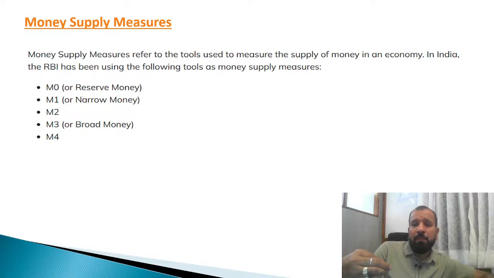Suppose they have printed 1,000 crore rupees, and how much of those 1,000 crore rupees is in the market, and how much is in the form of cash, fixed deposit, recurring deposit, investment, or the stock market. So there are many things. Money supply measures refer to tools used to measure the supply of money in the economy. In India, the RBI has been using the following tools. We have categorized the money supply into M0, M1, M2, M3, M4. M1 is called narrow money and M4 is called broad money.